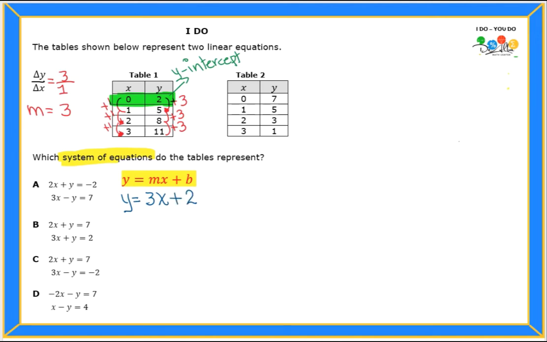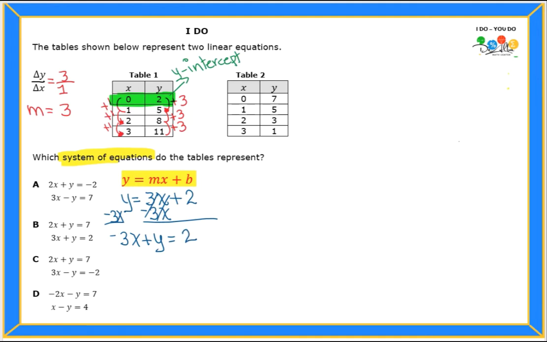Now, I do see that on the answer choices, if I want to really finish this one, I notice that x and y are together on the same side, and I don't see that in my problem. So the first thing I need to do is move that 3x to the left. I'm going to subtract 3x on both sides. So my 3x's are going to cancel, and now I see negative 3x plus y equals 2.